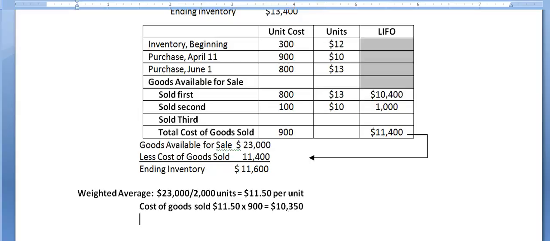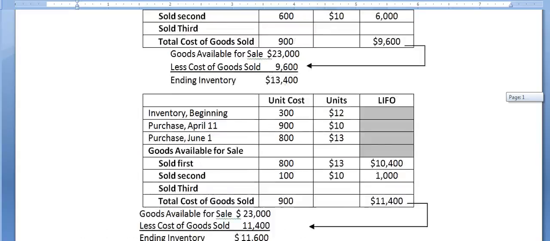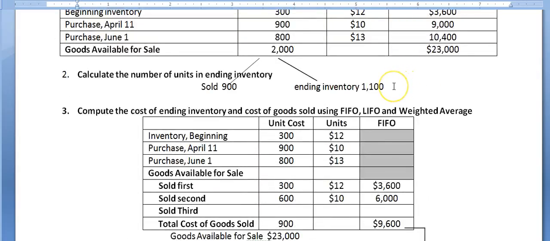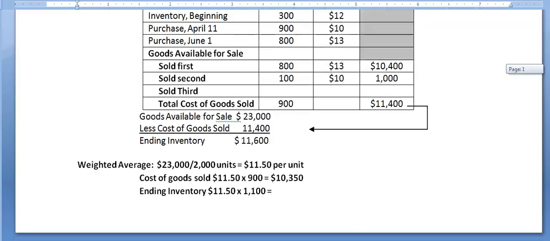To find out the ending inventory, we can either subtract 10,350 from 23,000 of goods available for sale, or we can just multiply out, again, the $11.50 times the units that remain, 1,100. Remember, we got that number here in step 2. And if we multiply that out, we'll get 12,650. So each method gives you a different cost of goods sold and ending inventory.